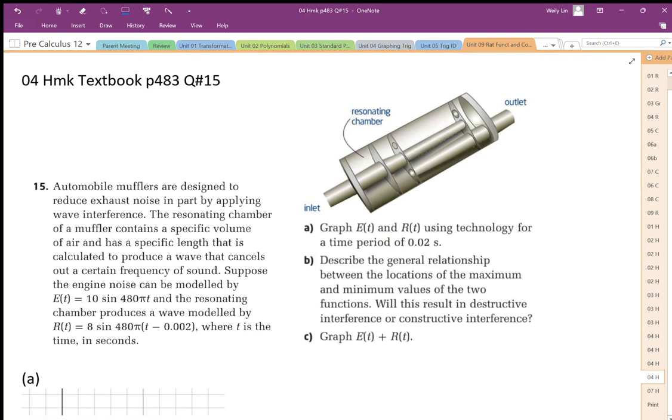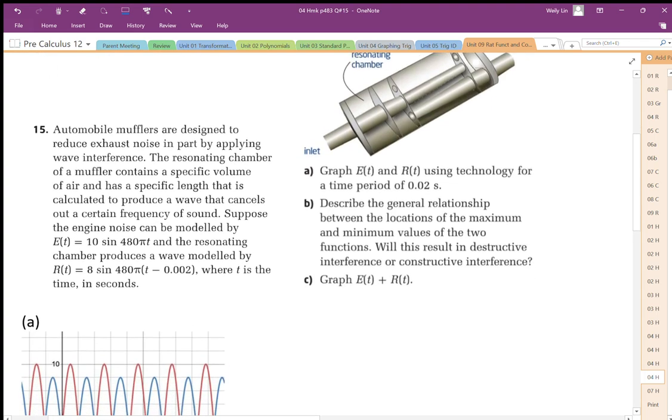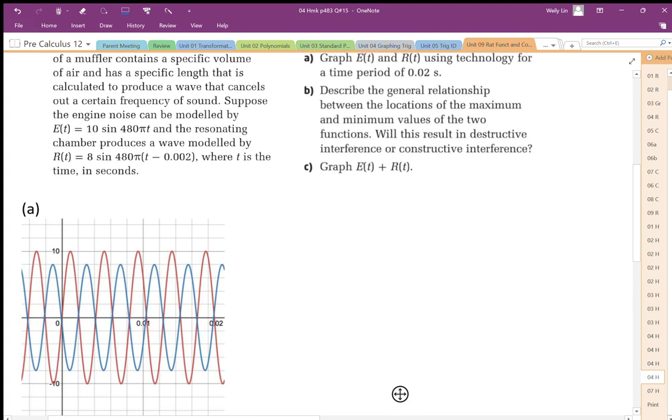Problem 15 in the textbook says an automobile muffler designed to reduce exhaust noise has a resonating chamber. Part A asks us to graph E of T, the exhaust noise, and R of T, the resonating chamber. So in part A here, you can see the two graphs. You have the E of T graph in red and the R of T graph in blue.